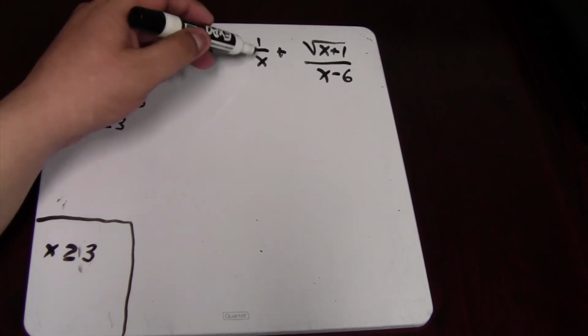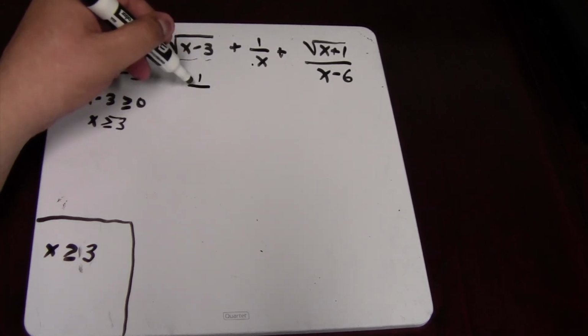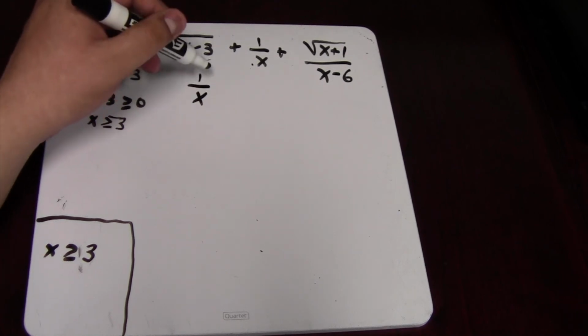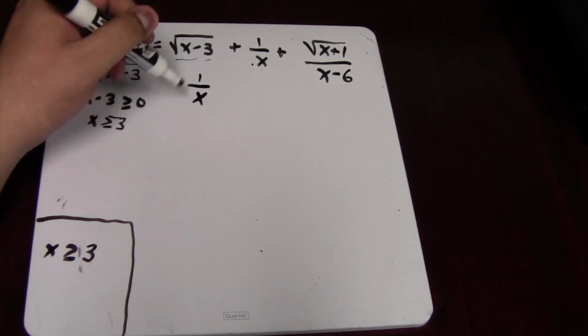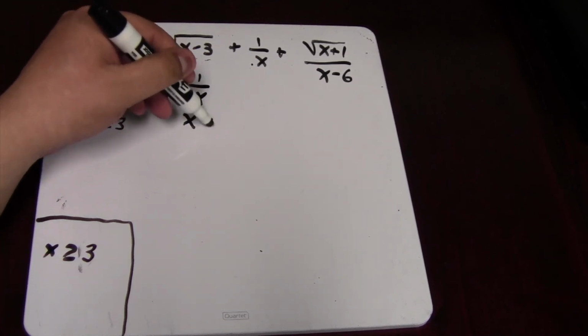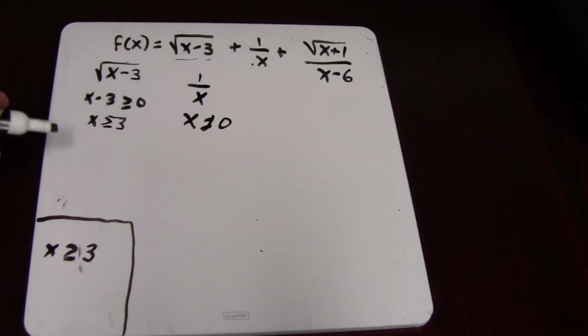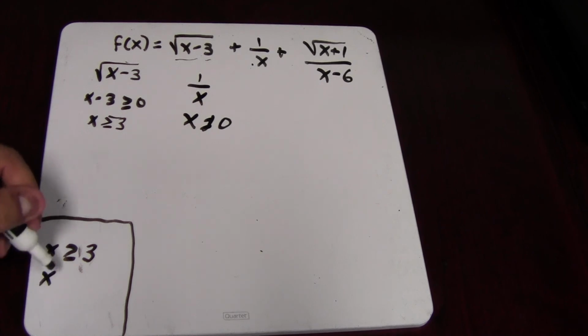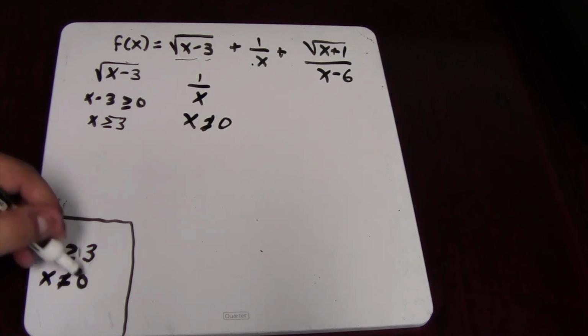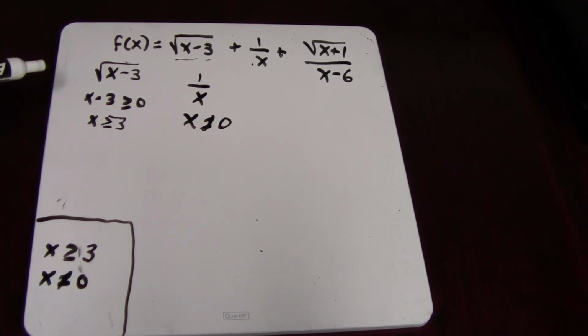All right, let's look at this one next. 1 over x. This one's an easy one. Denominator can't be 0. This means x can't equal 0. Okay, pretty easy one to deal with there. So let's put that down in our list. X can't equal 0.